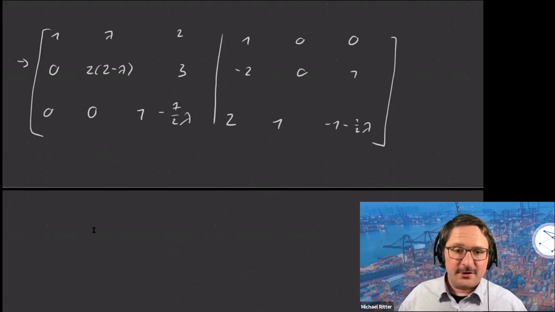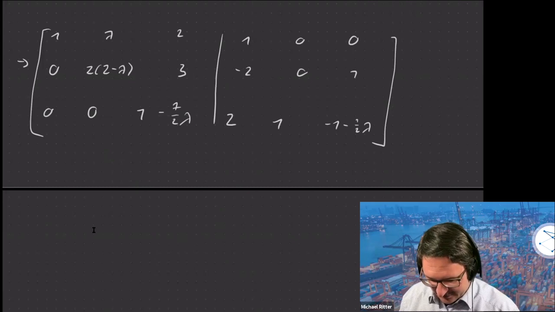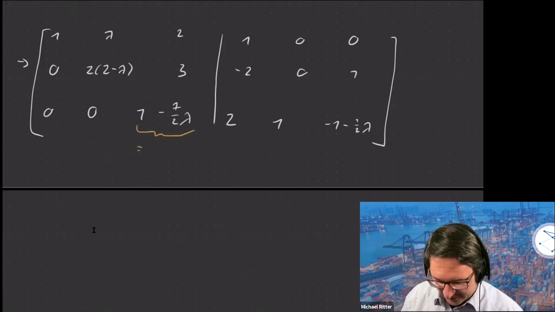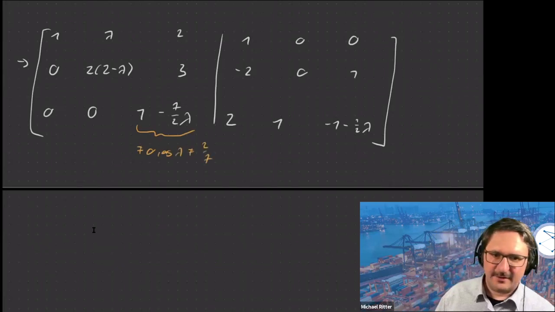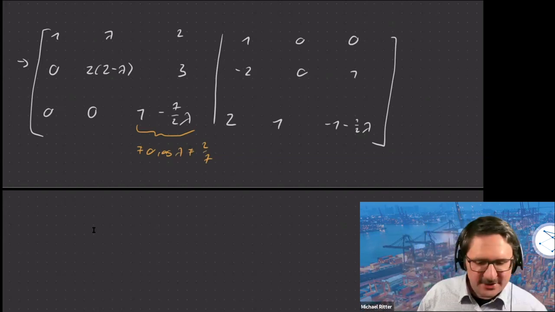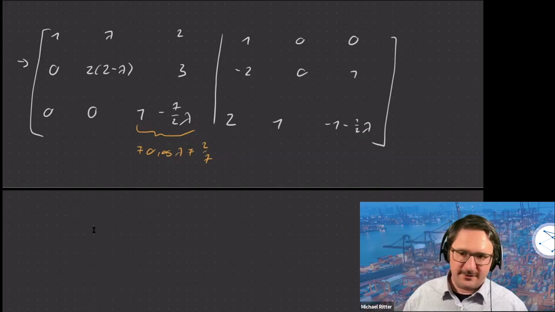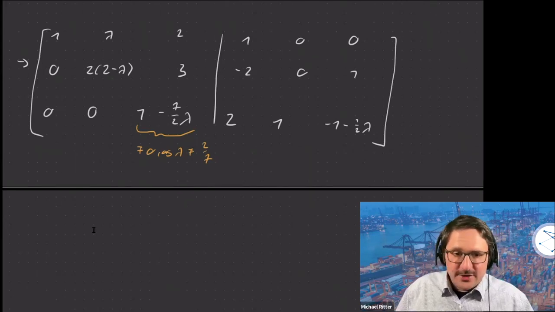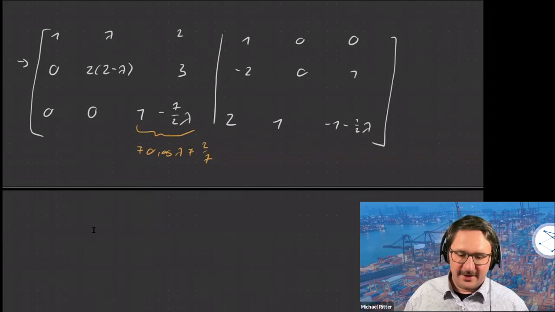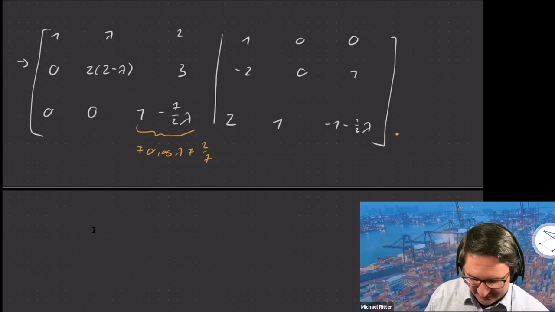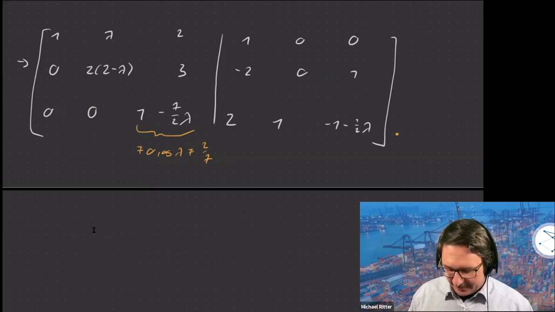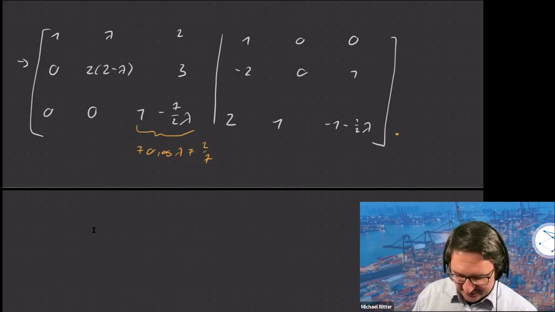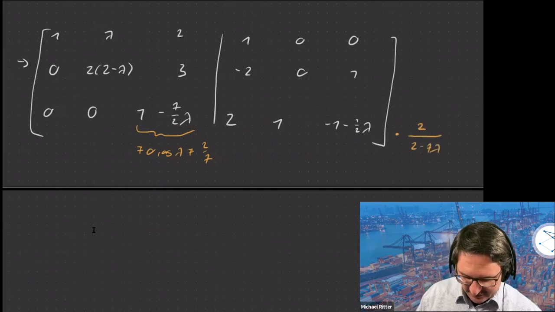Now, remember lambda is not 2 over 7 either. So that means this factor here is not 0, as we excluded that case explicitly. Yeah? If you didn't do that before, of course, at this point, you'd have to exclude that case or treat it differently. So that means we can, in fact, divide by that factor. And we'll have to do that now to get a 1 in that position. So we multiply this by the inverse. That is 2 over 2 minus 7 lambda.